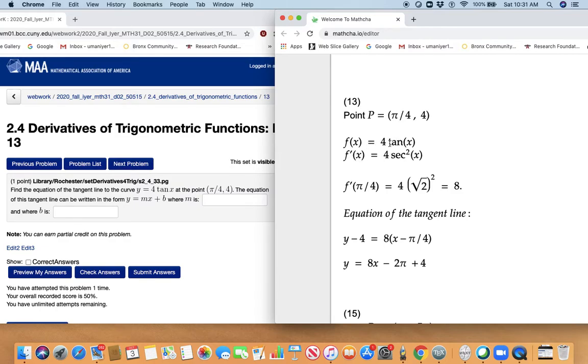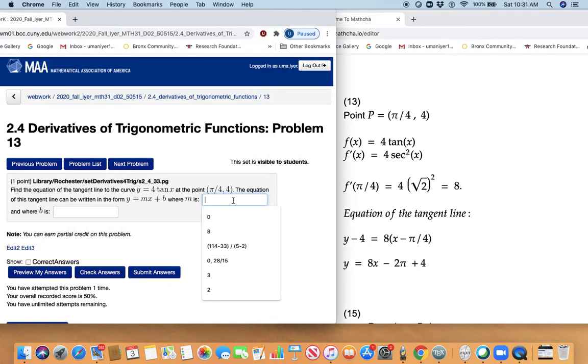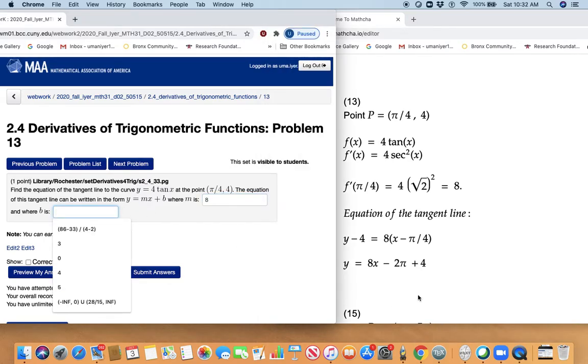Now derivative. Derivative of tan is secant squared. Secant at pi over 4 is square root 2. Square root 2 squared. 4 times square root 2 squared, that's a 2. 8. So slope is 8. Y minus y coordinate is slope times x minus x coordinate. So that gets me y equals 8x minus pi over 4 times 8 plus 4. Alright. So this gets me slope is 8 and y-intercept is negative 2 pi plus 4.